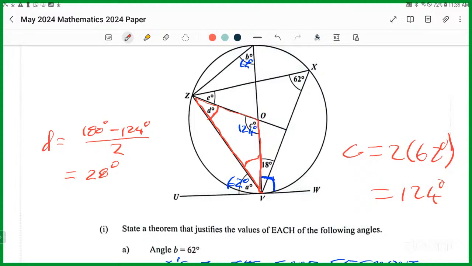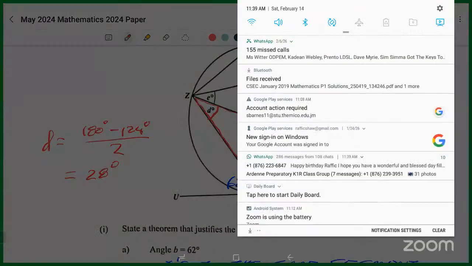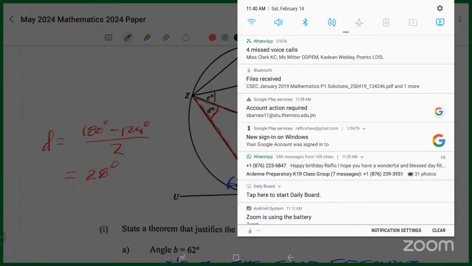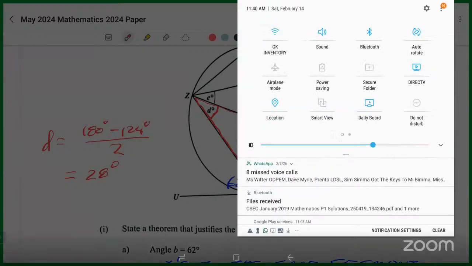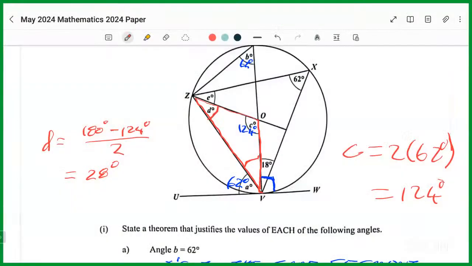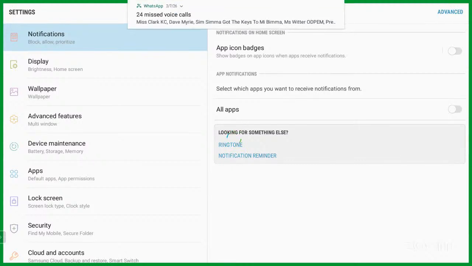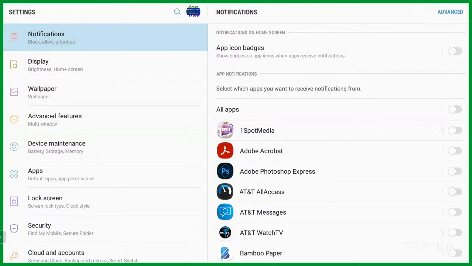Can you hear the pinging, guys, on the device? Can you hear the pinging? Yes, sir. Hold on. It's a notification, you know. The thing is updating. How do I turn off the notification on this? Let me see if I can turn off notification. It's updating my notifications.